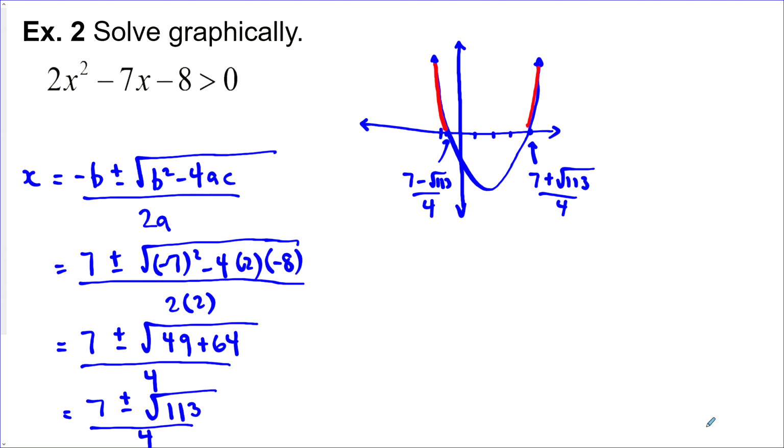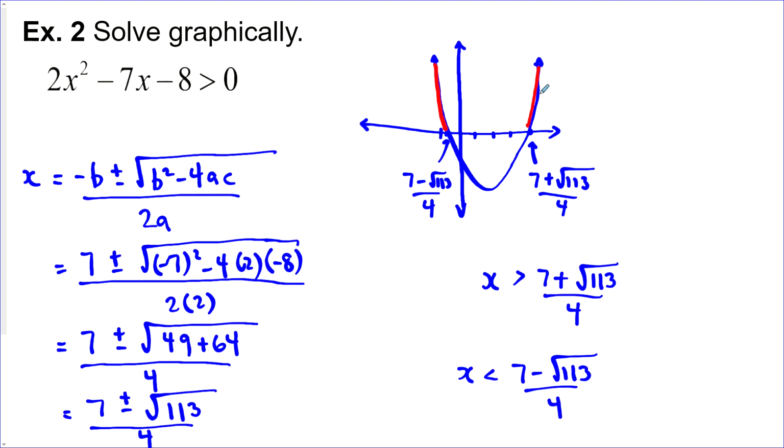So we want to look for the solution now. We want to say which x values are going to give us this leg here. So that would be x is greater than 7 plus root 113 over 4. And then this leg here, x is less than 7 minus root 113 over 4. If we have two intervals for our solution, we want two inequalities.